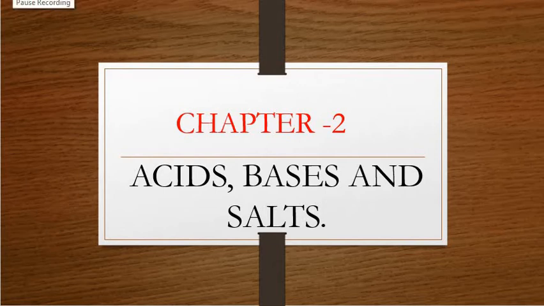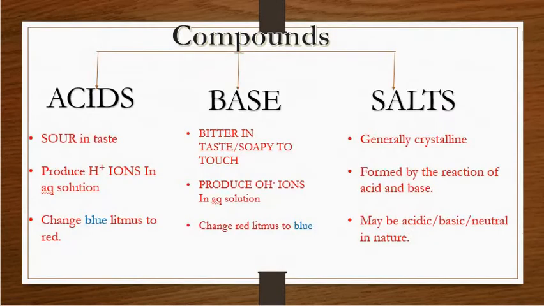Hello everyone. So I am starting the chapter Acids, Bases and Salts, and in today's chapter I will be talking about acids, bases and indicators. We all know right now there are 118 elements known, and these are the elements which combine to form a large number of compounds, and on the basis of chemical properties all the compounds can be divided into three groups: acids, bases and salts.